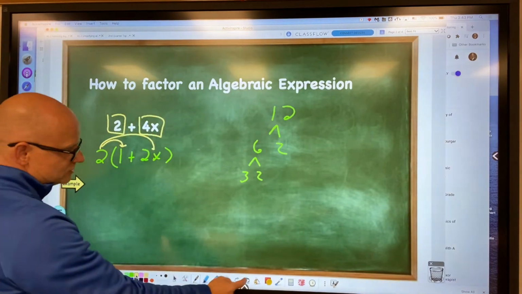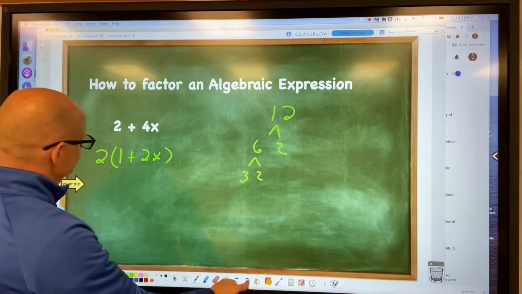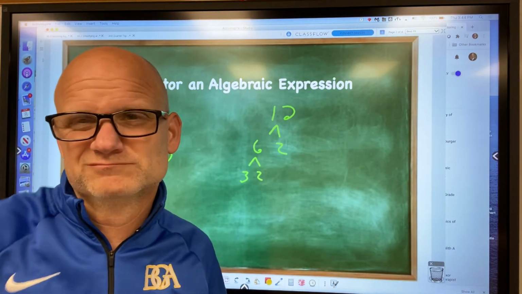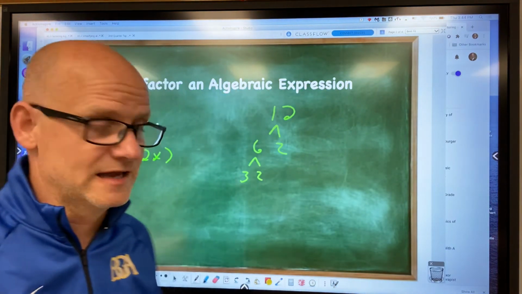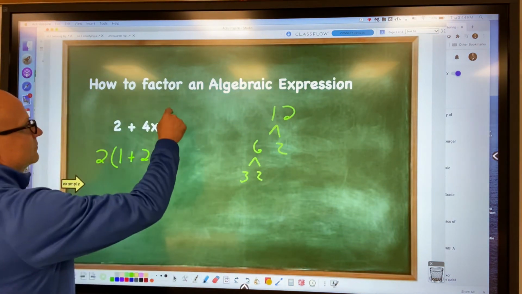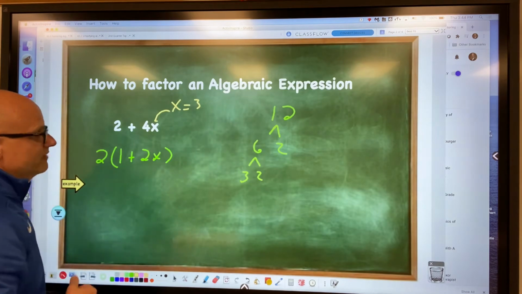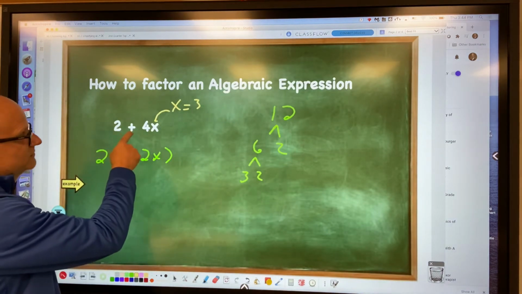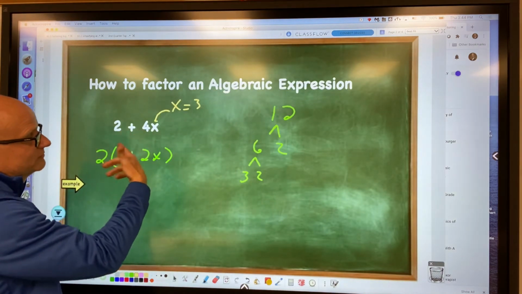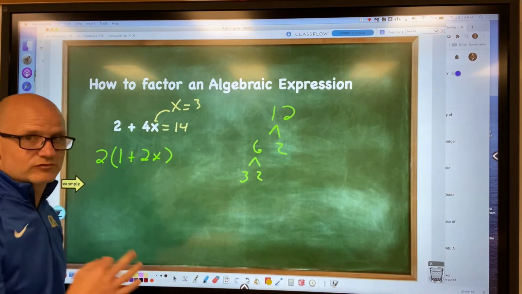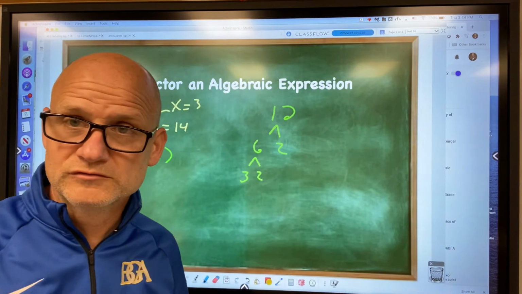Or another way of checking to see if this even works is, remember, x is a number. So let's just pick a simple number. How about 3? So let's just say x is 3. So let's put 3 in here, insert for x. Well, what's 2 plus 4 times 3, or 4 times 3 plus 2? Well, that would be 14, right? Because 4 times 3 is 12, plus 2 is 14.